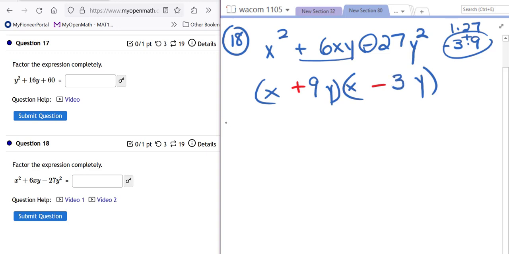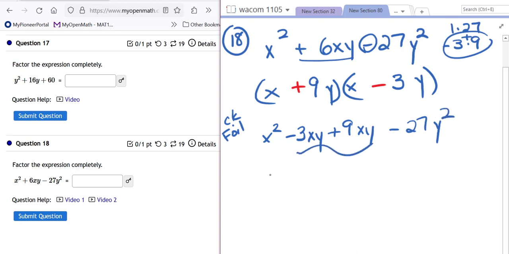All right, I will do a whole FOIL on this one. So x squared minus 3xy plus 9xy minus 27y squared, right? These will go together, so I have x squared plus 6xy minus 27y squared. And so that works. All right.